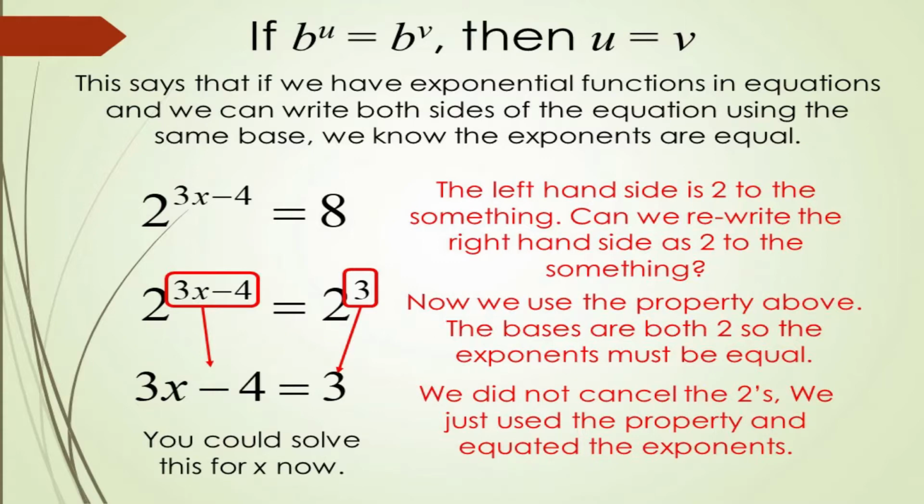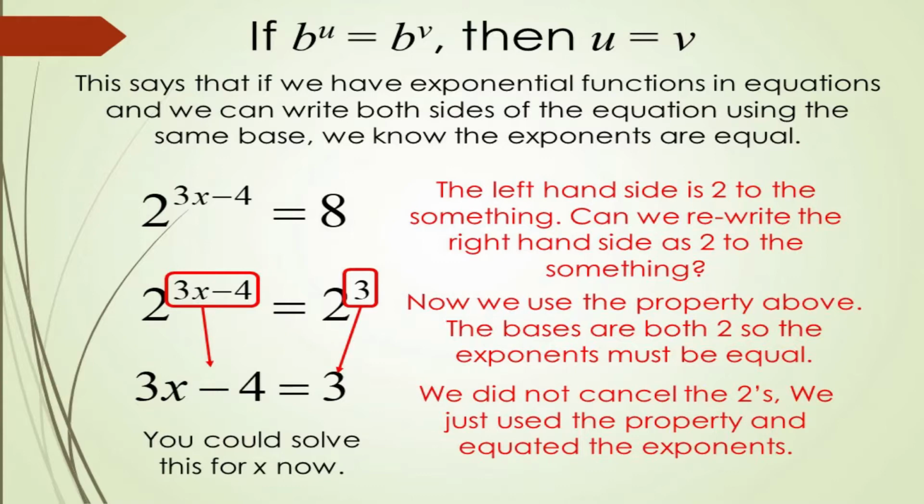So in here, what have you noticed? Do they have the same base? What is their common base? Okay, 2. So since they have common base, you can now equate their exponents. So this will become 3x minus 4 equals 3. Then solve for x.